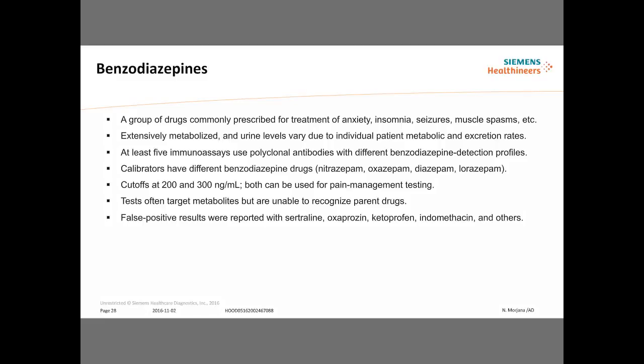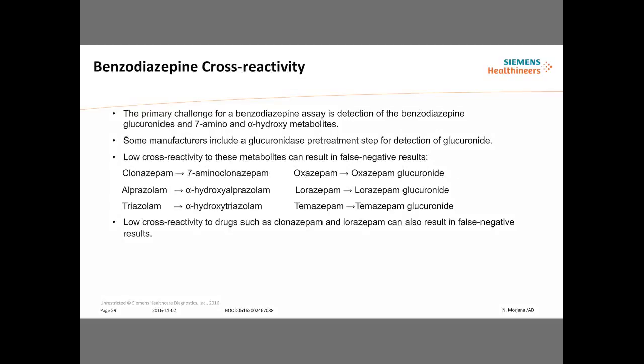Cutoffs available are 200 and 300, and both of them could be used for pain management testing. With these benzodiazepine assays, false positive results could come from the lack of cross-reactivity with all the benzodiazepines. Secondly, structurally unrelated drugs might cause false positive results as well. So the primary challenge with benzodiazepine assays is the lack of cross-reactivity or detection of metabolites such as benzodiazepine glucuronide, the 7-amino and alpha-hydroxy metabolites.